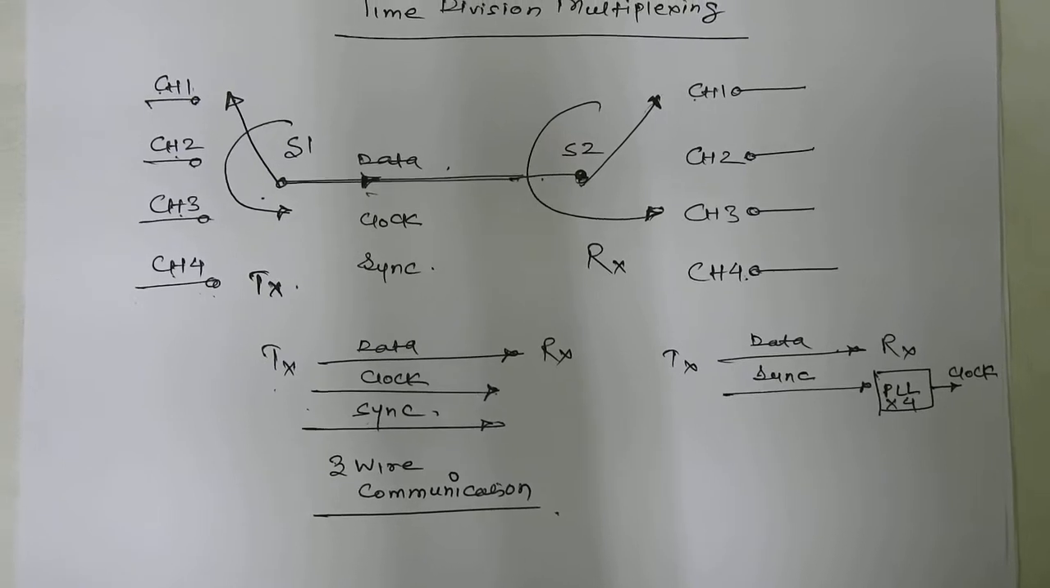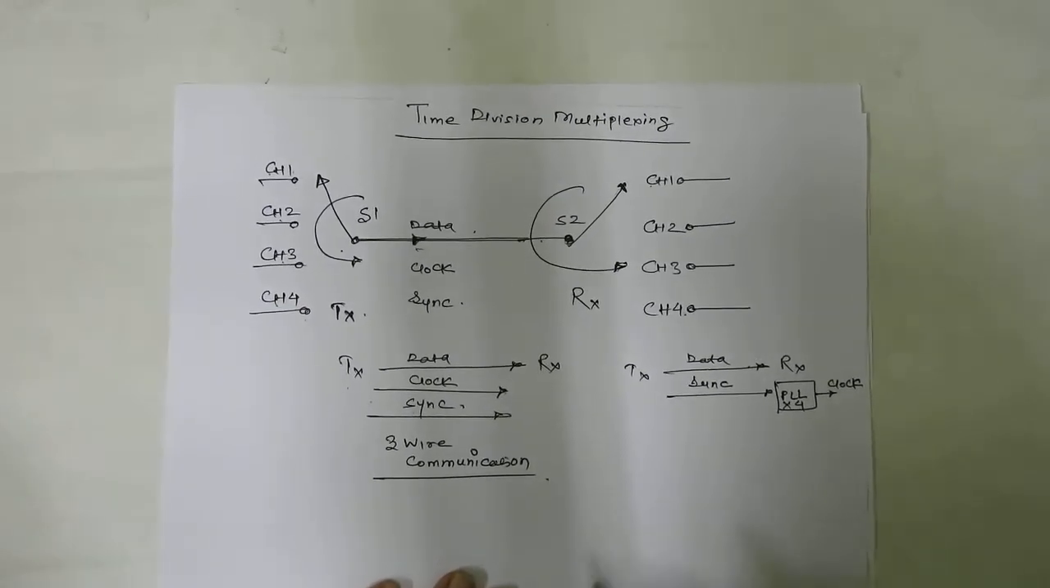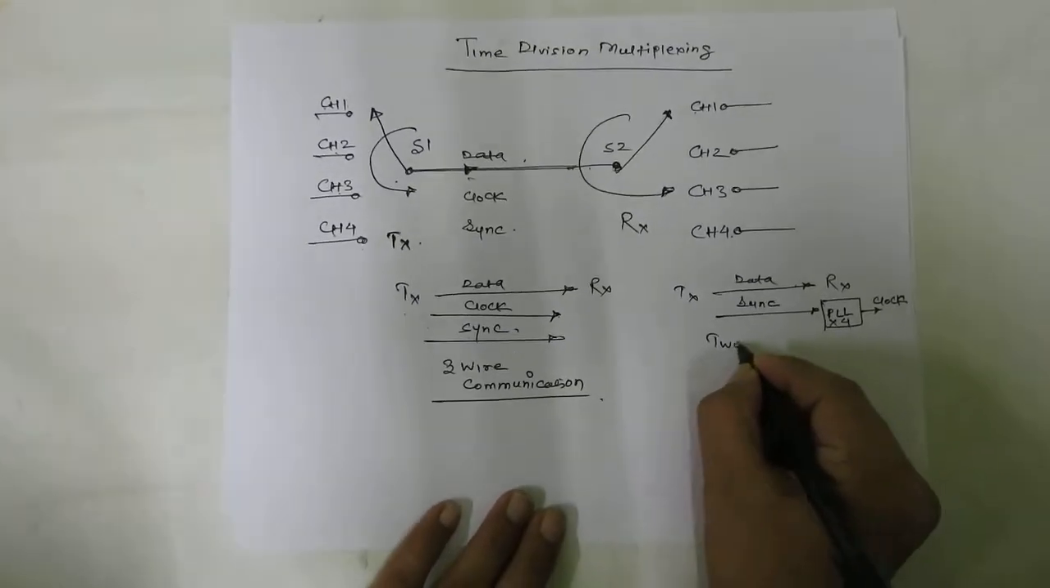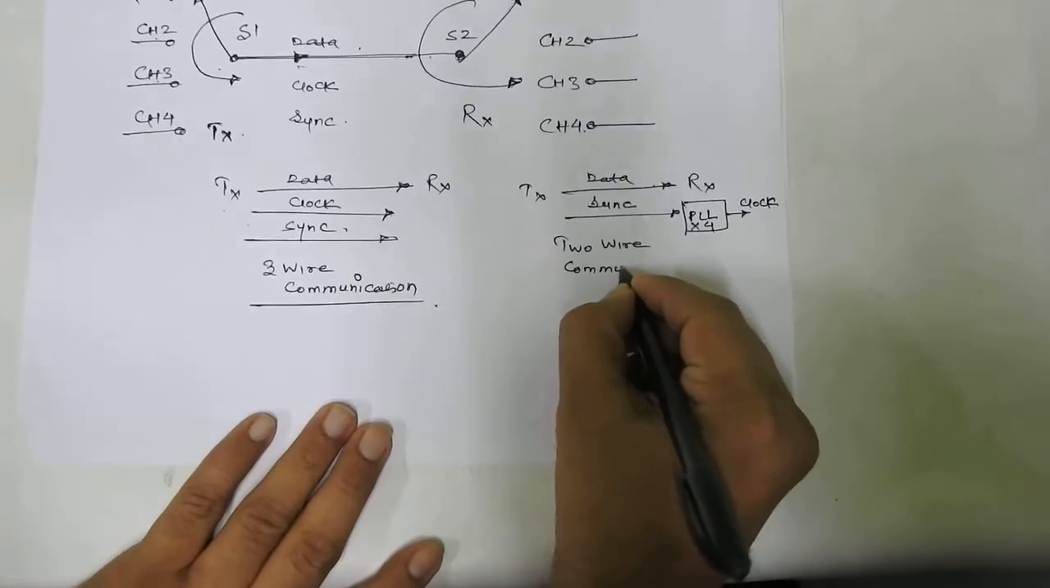The receiver circuit now becomes a little bit complex because the PLL gets added, and this way of communication is 2-wire communication.